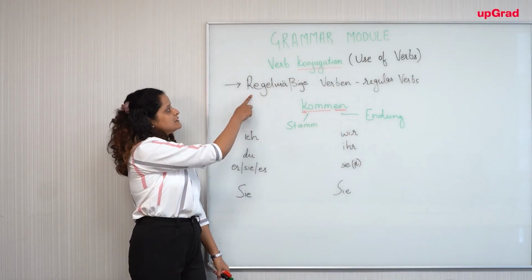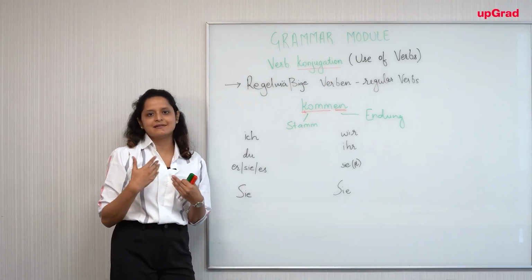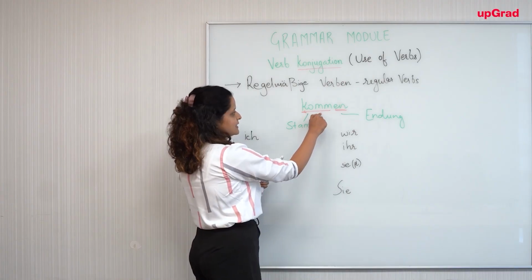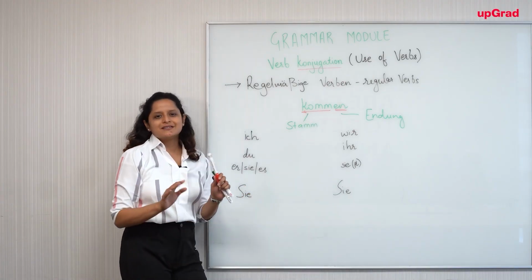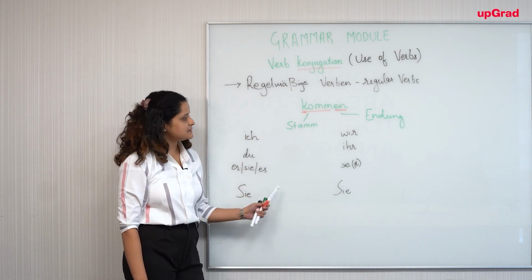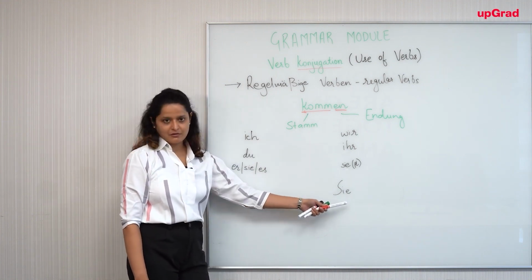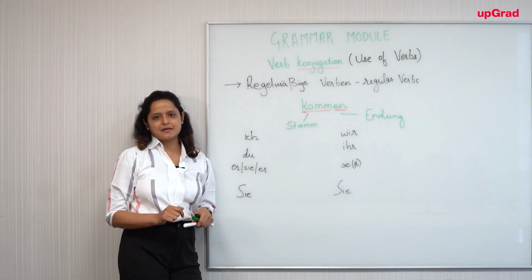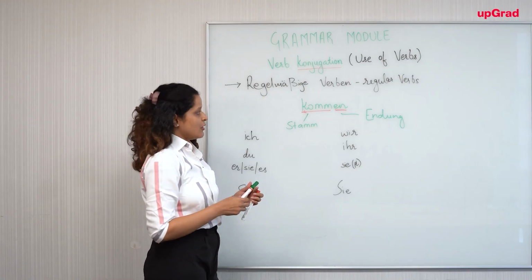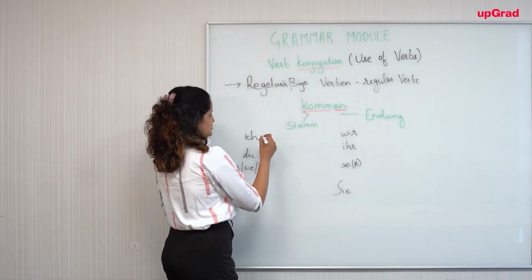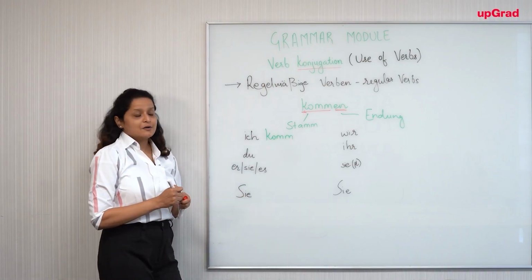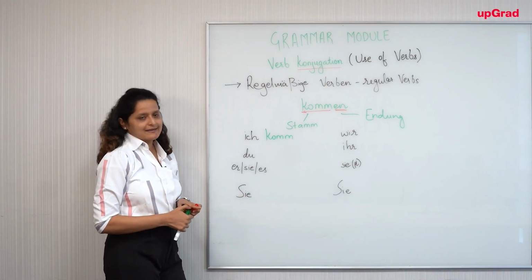Now what happens when we are conjugating regular verbs, or regelmäßige Verben, is that this stem that we have remains the same. It does not matter if I'm conjugating ich, du, er, wir, ihr, or sie. This "komm" stays the same for all the pronouns. So let us take a look at how to conjugate "kommen". We write the conjugation as ich. We write the "komm" here. Now what will change is this ending.